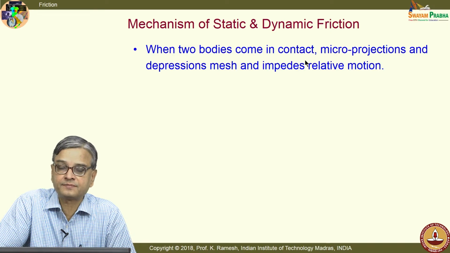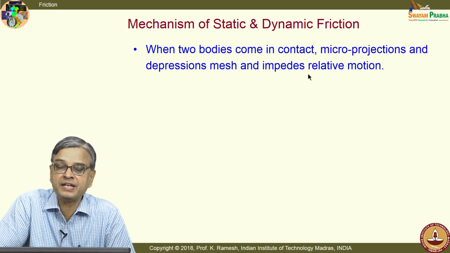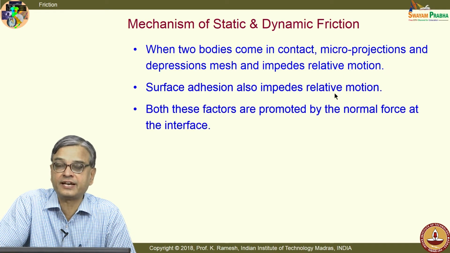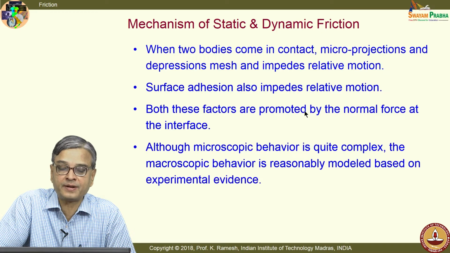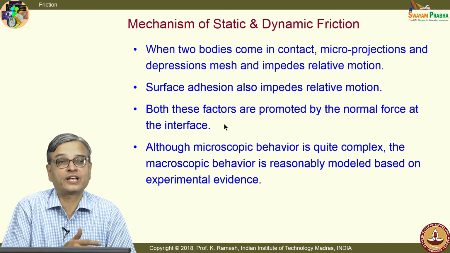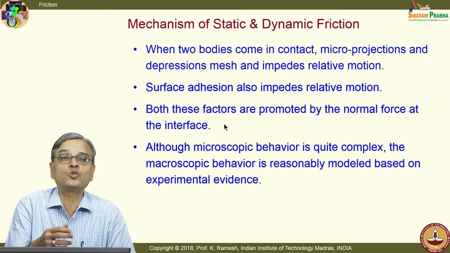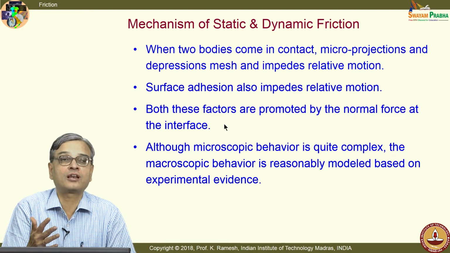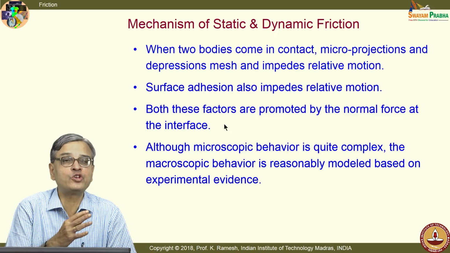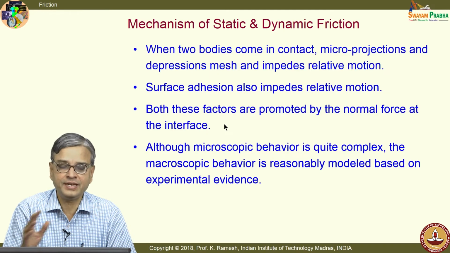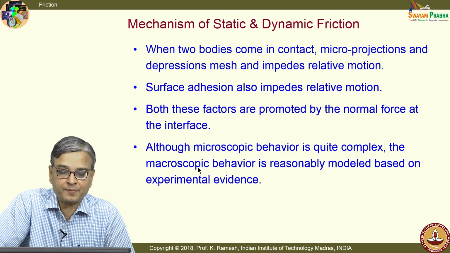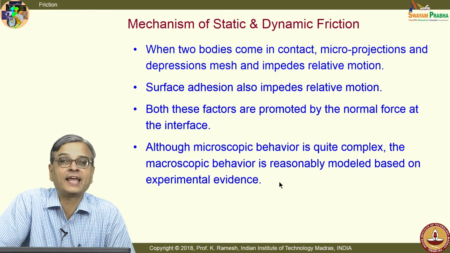When two bodies come in contact, micro projections and depressions mesh and impede relative motion. Surface adhesion also impedes relative motion. Both these factors are promoted by the normal force at the interface. So, this is where the difficulties come. If you extrapolate it and then visualize it without doing an experiment, you can come to wrong conclusions. The microscopic behavior is very complex and people have efficiently modeled it by careful experimentation. Fine. That is what is summarized here. Although microscopic behavior is quite complex, the macroscopic behavior is reasonably modeled based on experimental evidence.